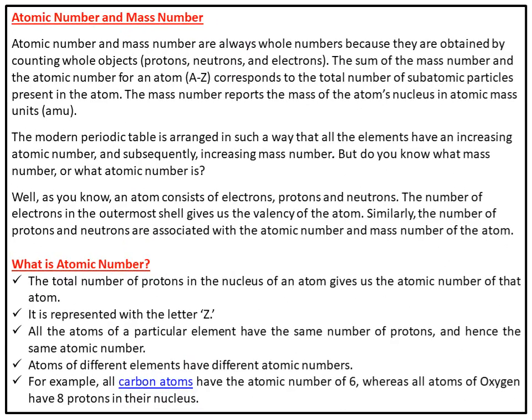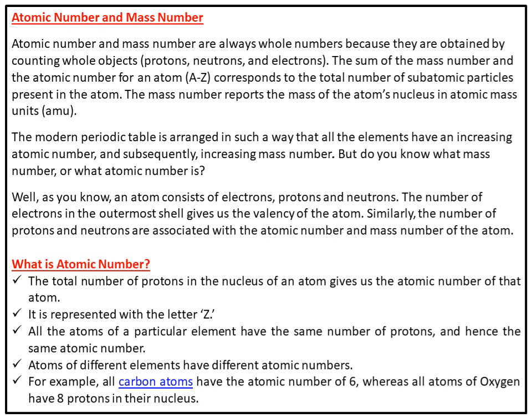Now the next topic, atomic number and mass number. The first one is atomic number. First of all, atomic number is represented by capital Z. Rutherford established the presence of positive charge on the nucleus of an atom. It was due to the presence of protons in the nucleus. The number of positive charges present in the nucleus of an atom is known as its atomic number.